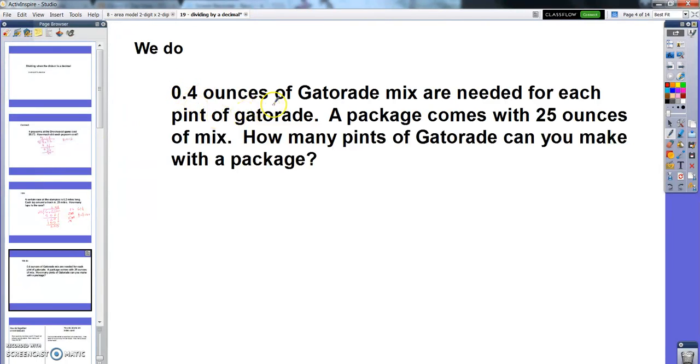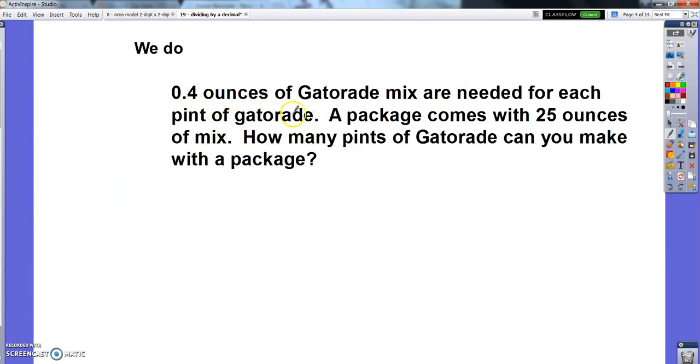4/10 ounces of Gatorade mix are needed for each pint of Gatorade when you mix it yourself. A package comes with 25 ounces of mix. How many pints of Gatorade can you make with the package? So I'm going to take 25 and divide it by 4/10. And again, don't be surprised. It makes sense when you stop and think, it's going to be more than 25 pints. If I can make more than 2 pints with 1 ounce, it makes sense I'm going to be able to make more than 25.